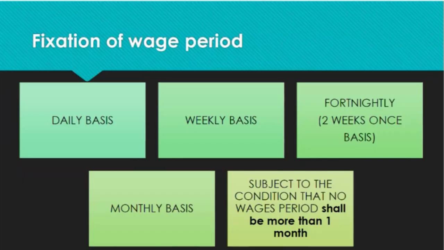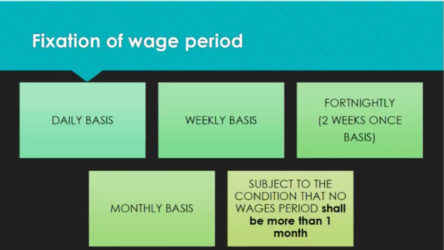Fixation of wage period and what is the time limit for payment of wages. Wage period: we can pay on an hourly basis, on a daily basis, or on a monthly basis, but not beyond monthly. Once in 2 months you cannot pay salary or wages. You have to pay at least once in a month. So the condition is that no wage period shall be more than a month.